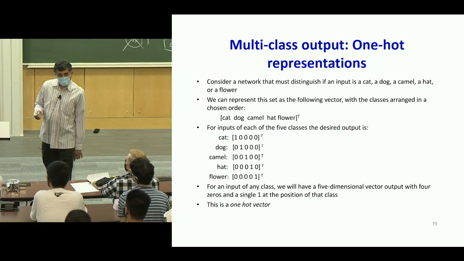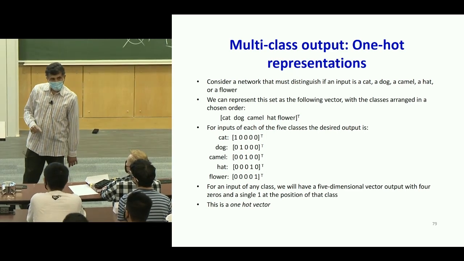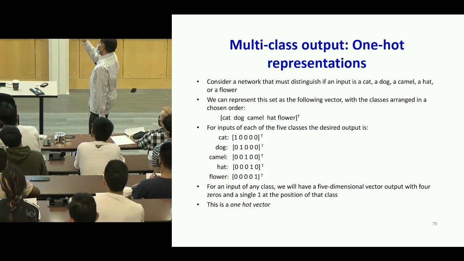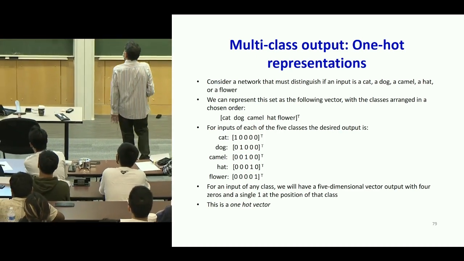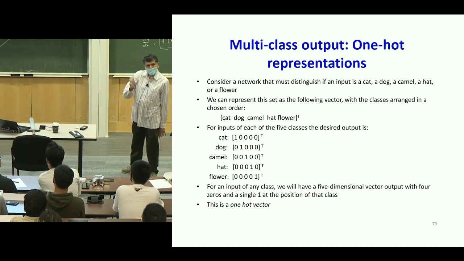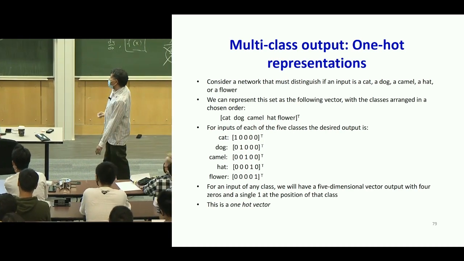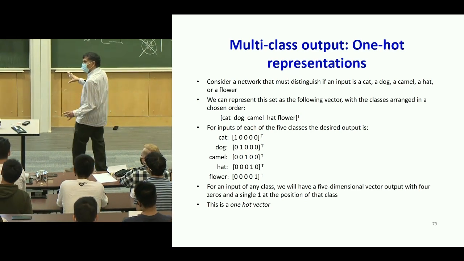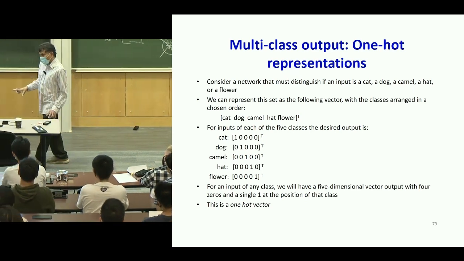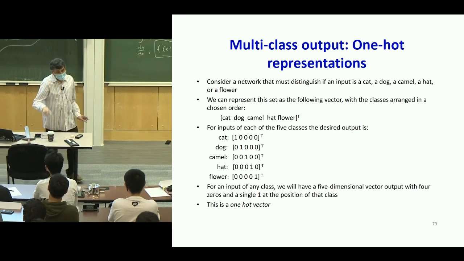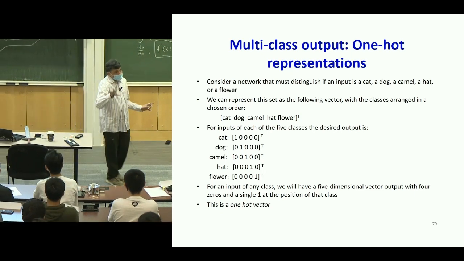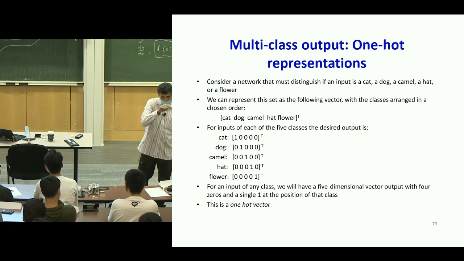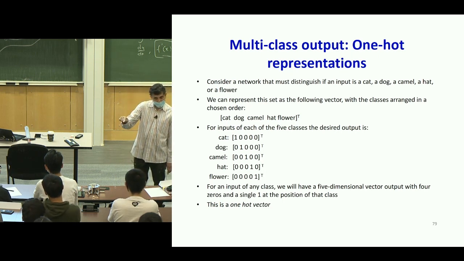So the first thing that we will do is to order our classes in some prearranged order, like say alphabetical: cat, dog, camel, flower, right? So now if you have n classes, this ordered list is going to have n entries. Then you're going to define your desired output as an n component vector, one per entry. And the arrangement has already been specified, right?